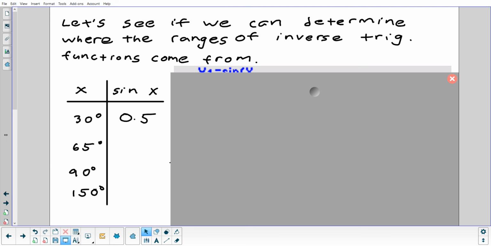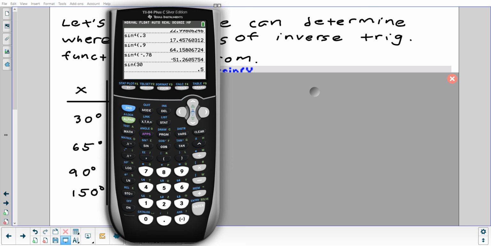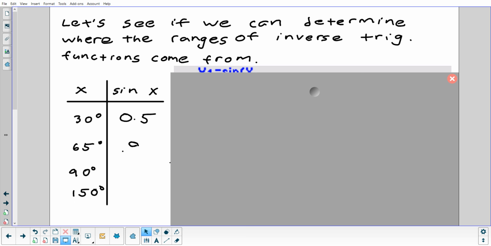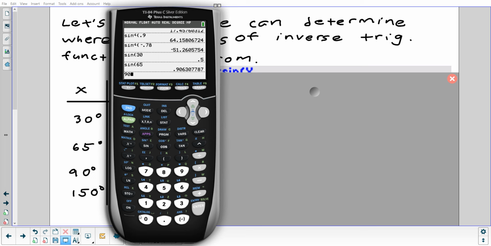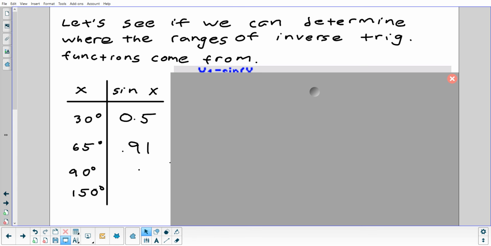You can check it. All right, let's do 65. This one doesn't come out as nice, but the sine of 65 is about 0.91. So Dylan, if I took the inverse sine of 0.91, what angle should I get roughly back? 65. I'll probably get about 64.9 or something because I rounded it. But I should get about 65. All right, let's take the sine of 90, and we get 1. So if I take the inverse sine of 1, it'll bring me back to 90. Now, let's do 150.